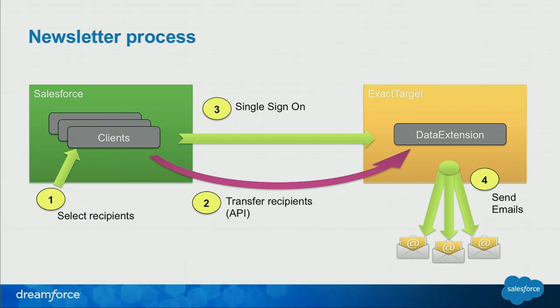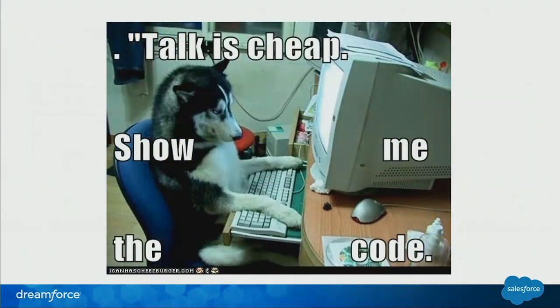The third step is then the user moves into ExactTarget. In ExactTarget, there are already these target groups with all the recipients, and he just performs the regular ExactTarget sending email process. All right, he just selects this data extension as the recipients. Since we are also in a developer session, I want to show you the code behind it.